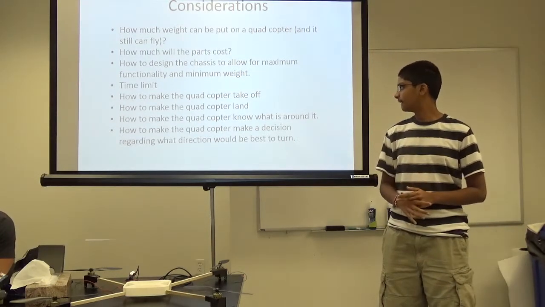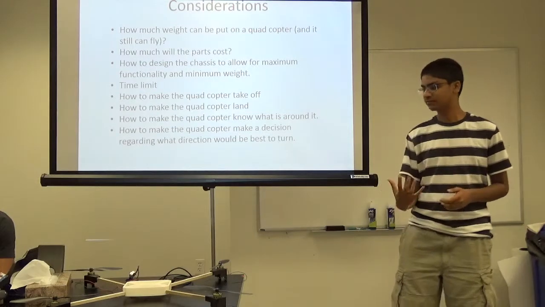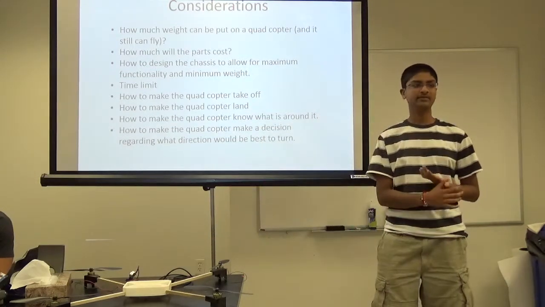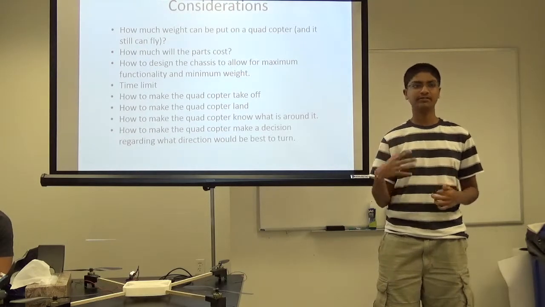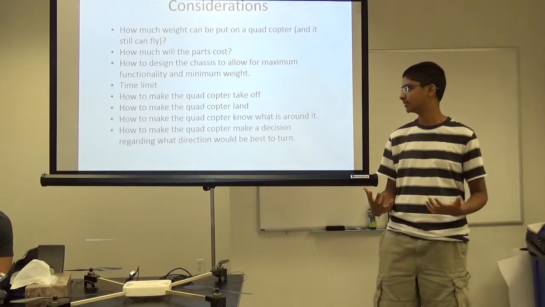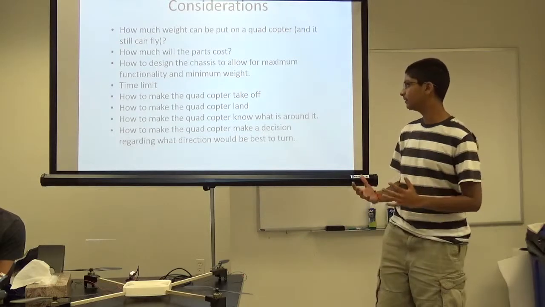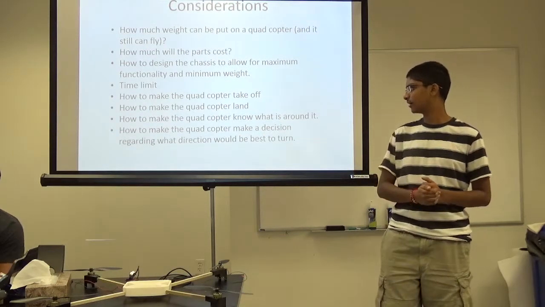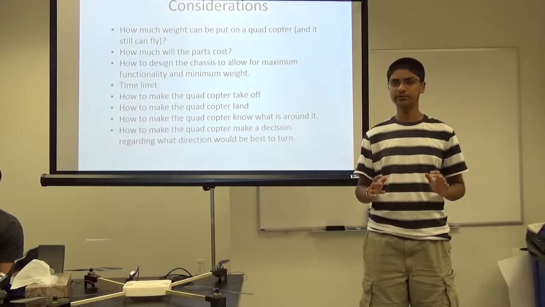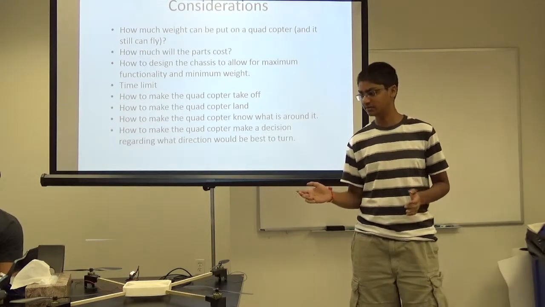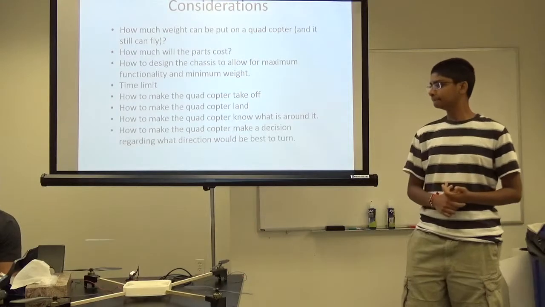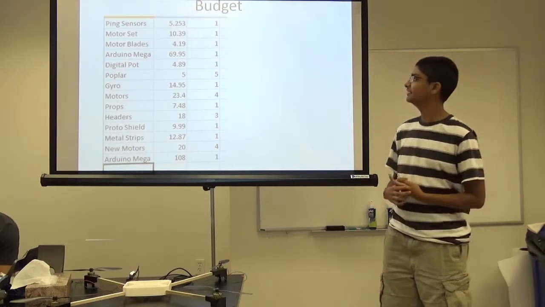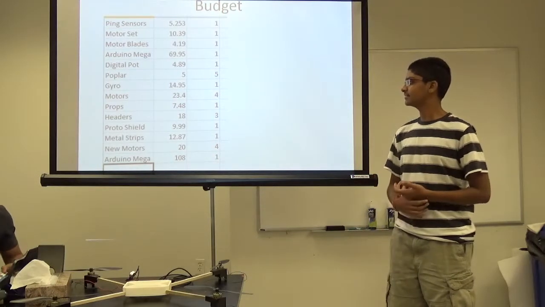Then I had to make the quadcopter know what's around it, which is what this is for, which I'll show after. It basically allows the quadcopter to understand what's around it, so it doesn't crash into anything. It's going to make adjustments depending on that. So the quadcopter will make a decision on which way is best to turn depending on the signal it gets from that. So I got cut off. Anyways, that's my list of things for my budget.